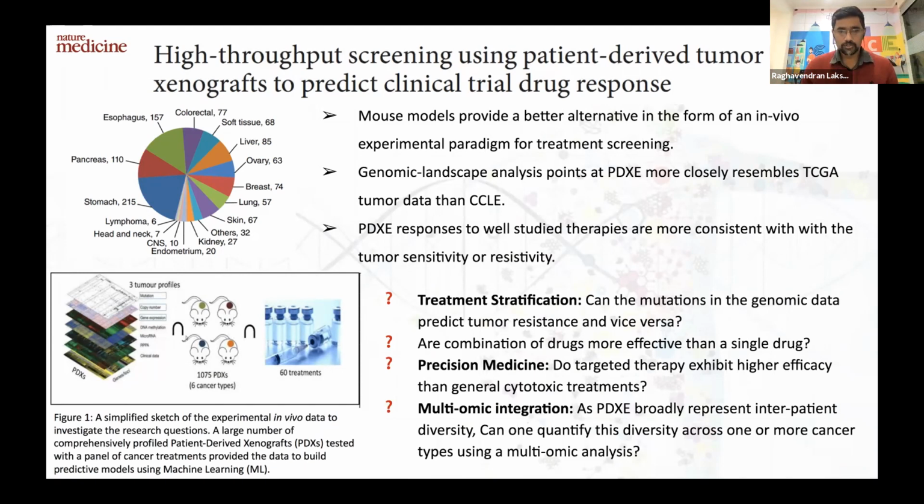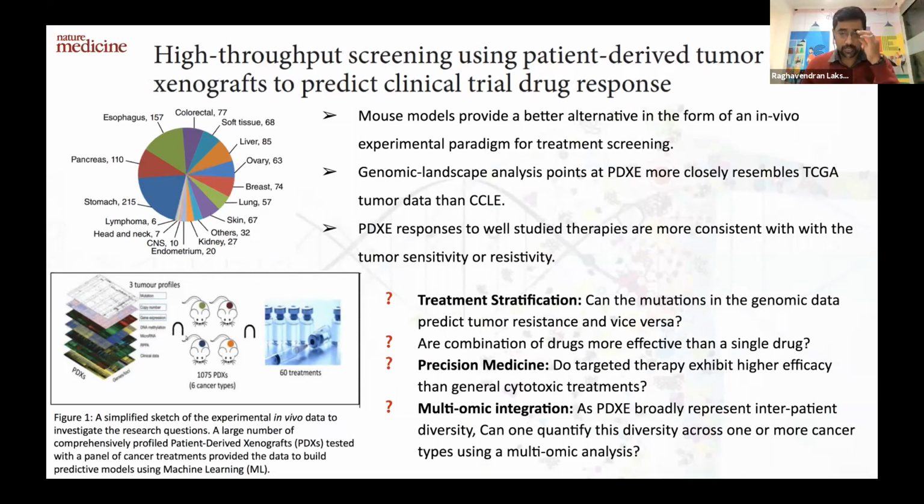Or we can also do some precision medicine study, like do targeted therapies exhibit higher efficacy than general cytotoxic treatments? Because among these 60 treatments, some were general cytotoxic treatments, which are toxic to all cells, just they kill cancer cells more than the normal cells. And some specifically target pathways inside the cancer cells. So can we find out the underlying differences between these two treatments?